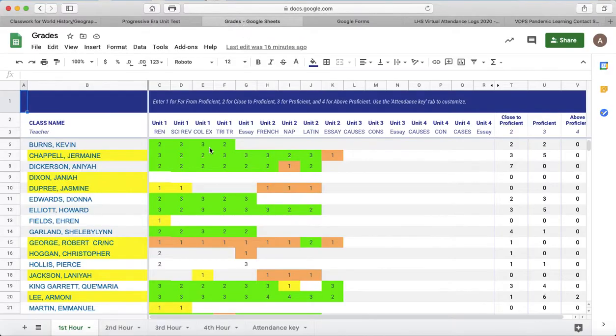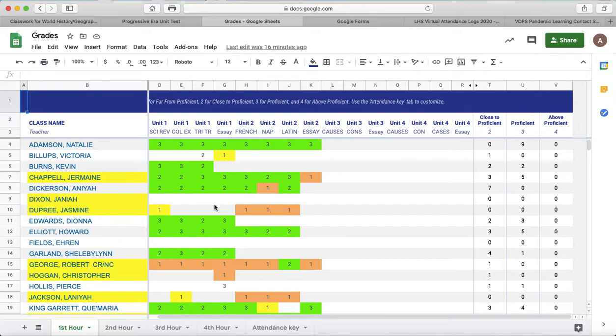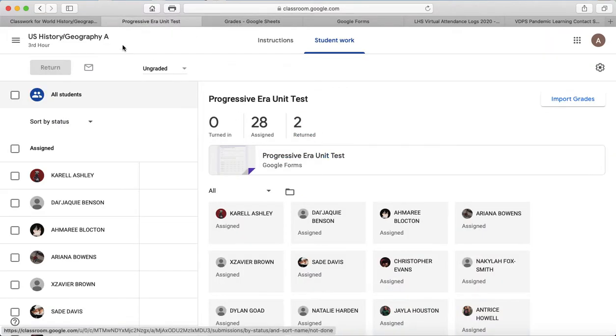So if we look at these, these are my grades. When you're seeing green, that means that the kids did well. If you're seeing yellow, that means that they struggled on that formative assessment. If you're seeing a blank, it means that they didn't take it at all. And we'll talk about orange in a second.